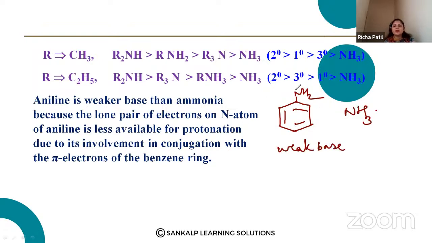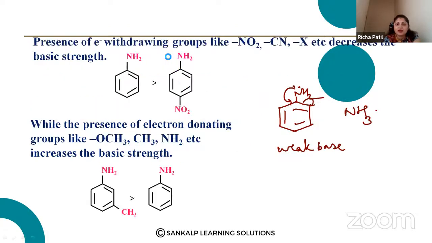Because the lone pair of electrons on nitrogen is less available for protonation. Why? Because it is involved in conjugation with the pi bond, so it undergoes delocalization of electrons in the benzene ring. So it is a weaker base. It is less available for protonation because the pair of electrons is involved in the conjugation of pi electrons in the benzene ring. So aniline is said to be a weaker base than ammonia.